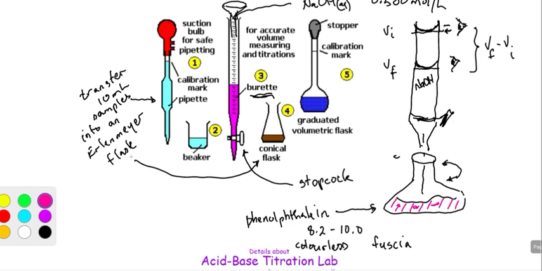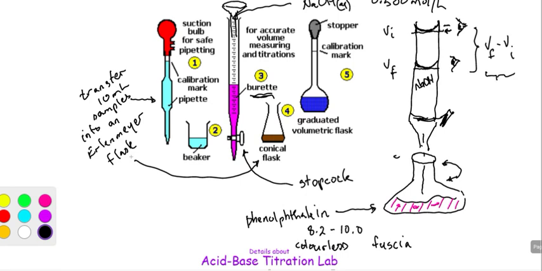Now, you don't want to overshoot. I know it's a nice color and you think, oh wow, if I add more of this, I'm going to get a brighter color. It's going to look nicer. You just want to have that first permanent color change, and then you want to stop and determine your volume, the volume that it took to reach that end point.